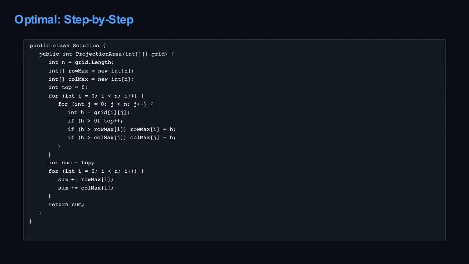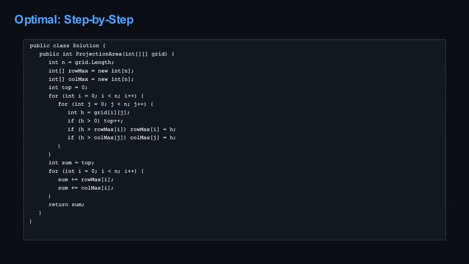Now we compute the sum. Start with sum equals top equals 4. Add rowmax[0] equals 2, sum equals 6. Add rowmax[1] equals 4, sum equals 10. Add colmax[0] equals 3, sum equals 13. Add colmax[1] equals 4, sum equals 17.